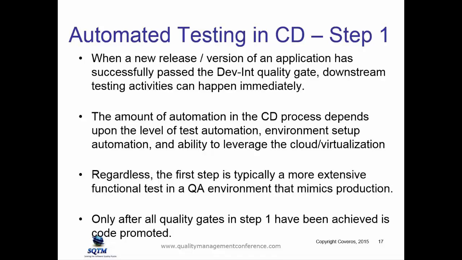So in this step, typically, as I mentioned, we're doing a much more extensive functional test in a QA/test environment that we hope somewhat mimics production. How much it does will depend on production and what it looks like and what resources we have at our disposal. But the goal is to do our testing at this level on something as close to production as we can get. As mentioned earlier, only after all the quality gates in this step have been achieved do we promote the code on to the next step in the process.